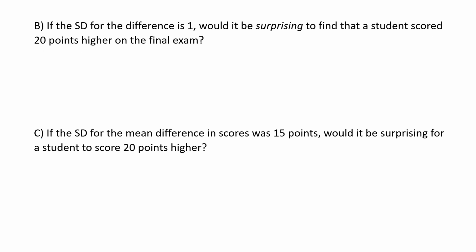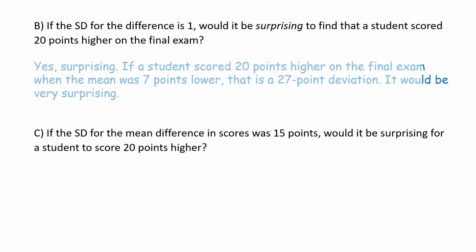Part B. If the standard deviation for the difference is 1, would it be surprising to find that a student scored 20 points higher on the final exam? Oh yeah, if a student scored 20 points higher on the final exam when the mean was 7 points lower, that is a 27-point deviation. It would be very surprising.